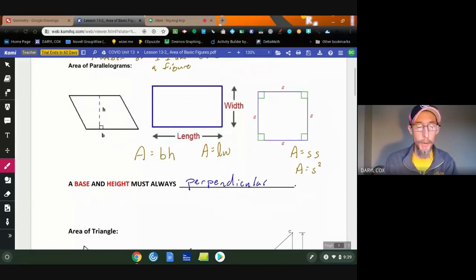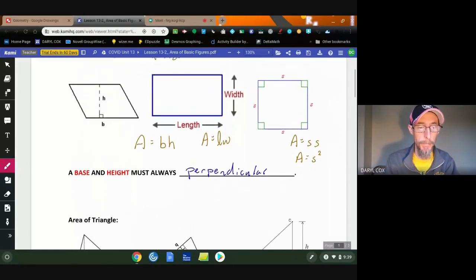Now our triangle is a little different because if I were to take this height, I'm just going to do some fun stuff here. Okay, let's take this piece here. Let's just cut through here like that. Notice what happens. I've created two triangles.